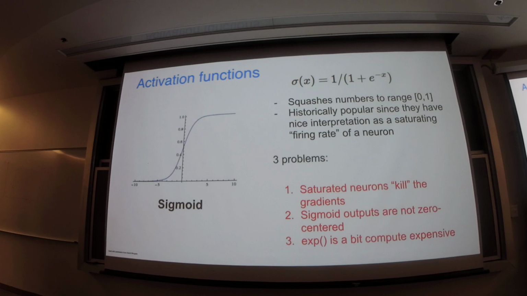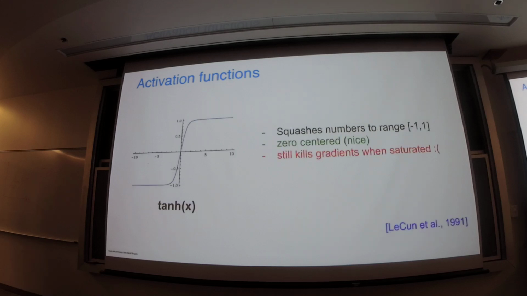Okay, so sigmoid's not a good choice. And in fact, if you use sigmoids in your final project, you'll probably get a 0. Because that means you didn't learn. You didn't learn how to prevent yourself from not learning.